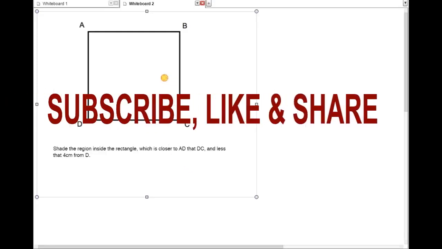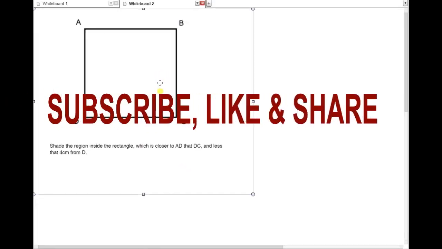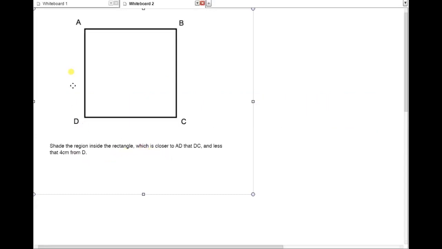Okay, so over here what we have to do is shade the region inside the rectangle which is closer to AD as compared to DC, and less than 4 centimeter from D. So for that purpose we are going to take D as the center point of a circle having radius 4 centimeter.